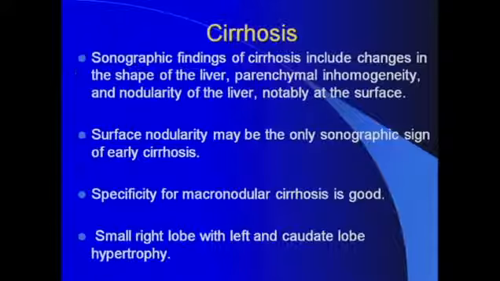We move on. We're going to talk about cirrhosis. Cirrhosis represents changes related to chronic liver disease and progression into end-stage liver disease. Now, what would you expect to see in cirrhotic livers by ultrasound? What we look for is changes in the shape of the liver, parenchymal inhomogeneity, and most importantly, nodularity of the liver, specifically at the surface.